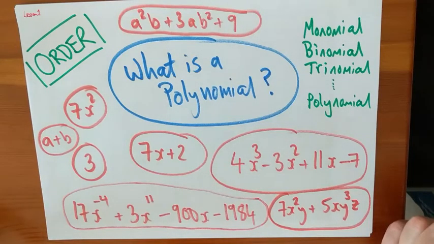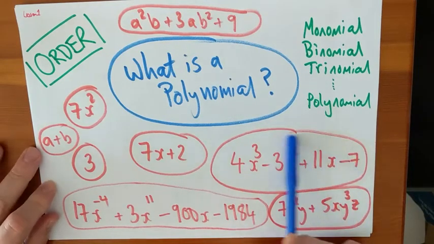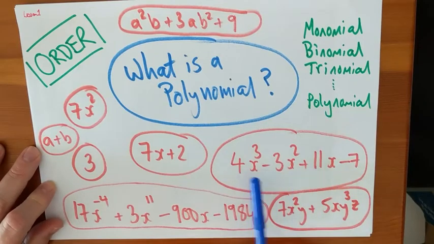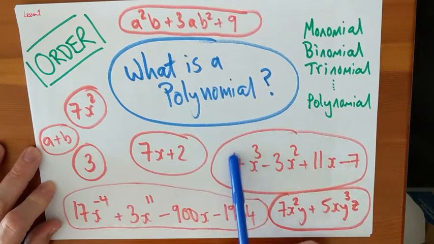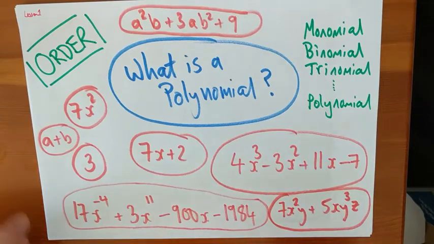The order is the highest power, the combination of the highest powers in one term. So if I look at this polynomial, the term with the highest power is 4x cubed, which makes this one have an order of 3.